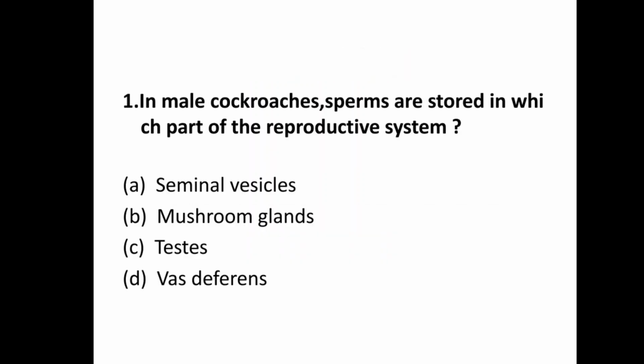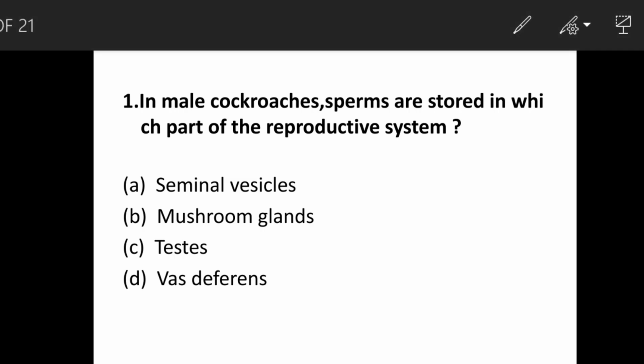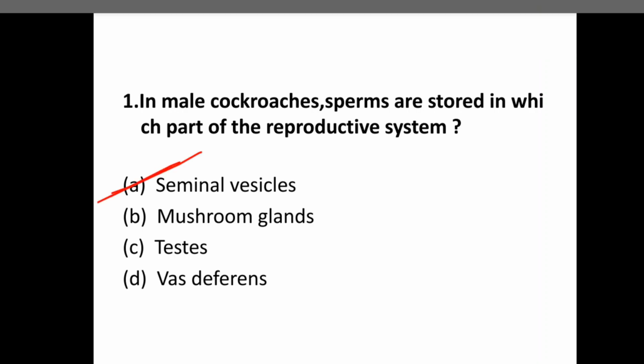So let's start. Our first question is, in male cockroaches, sperm are stored in which part of the reproductive system? Options are seminal vesicle, mushroom glands, testes, vas deferens. Students, comment your answer. So the right answer to this question is option A, seminal vesicles.